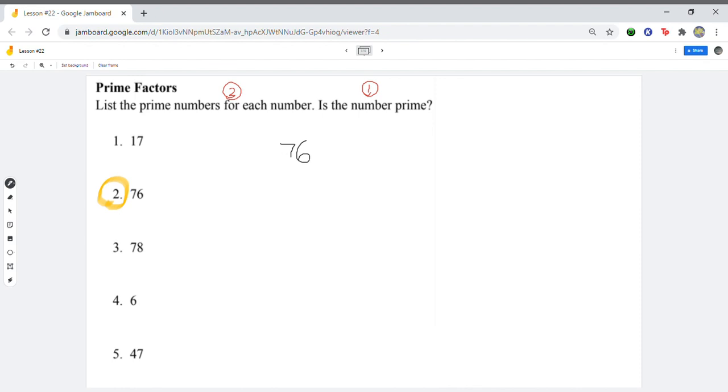So 76, what prime number goes into 76? Well, the first thing that I think of is 2. 2 goes into 76, and it goes in there 38 times. So 2 times 38 should equal 76. Now, since 2 is a prime number, I'm just going to circle it. 38 is not a prime number, so we have to grow another tree, another root.